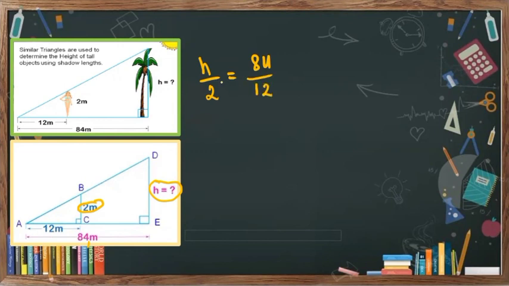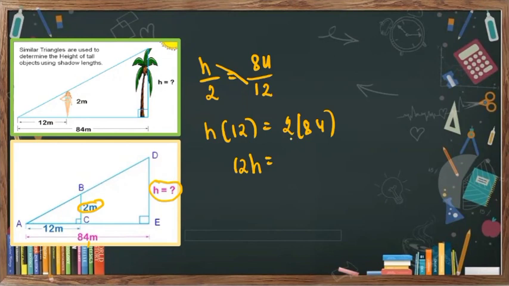Alright, so you can use the properties of ratio and proportion to solve this. I prefer to use cross multiplication. Just cross multiply the extremes. So we have h times 12 equals 2 times 84. So h times 12 is 12h equals 2 times 84, the answer is 168. And then divide both sides by 12 to eliminate the 12 beside h. So we can get h. 168 divided by 12, the answer is 14.